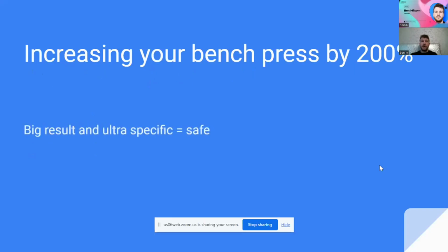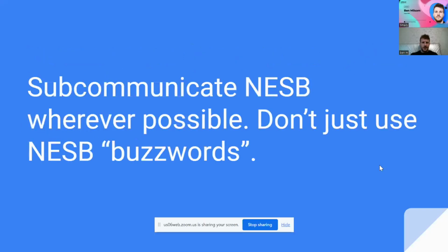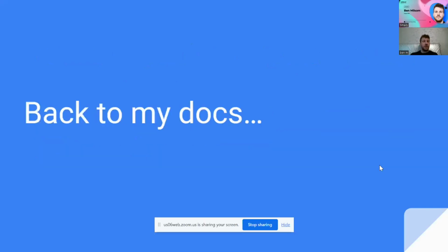It's a big result. And another thing that a lot of copywriters use, 200% is an ultra specific sort of measure of the result. So that it makes it big, and it communicates safe as well, because we're actually providing something to latch onto there with the 200%. So yes, sub-communicate Nesby wherever possible. Don't just use Nesby buzzwords, what I call buzzwords. Basically any synonyms for new, easy, safe, and big, or any of their alter egos.